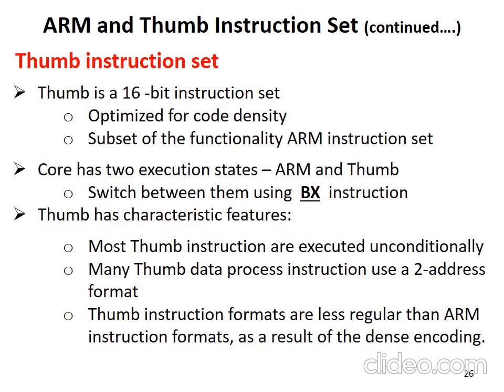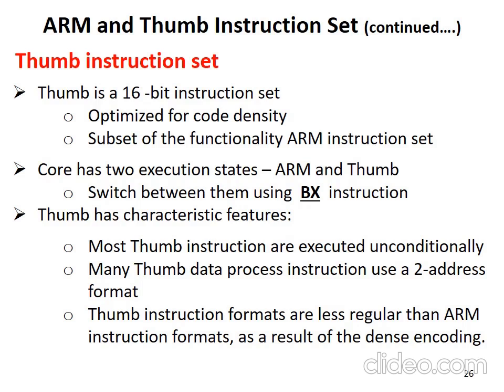The core has two execution states, that is ARM and Thumb state. The ARM processor switches between ARM state and Thumb state. During ARM state, the ARM instruction set is executed. In Thumb state, the Thumb instruction set is executed. We switch between them using the BX instruction.